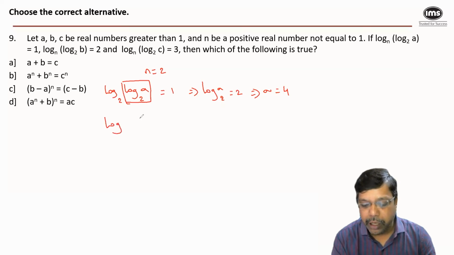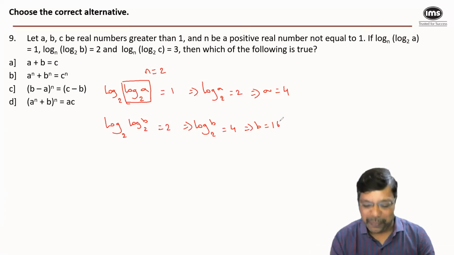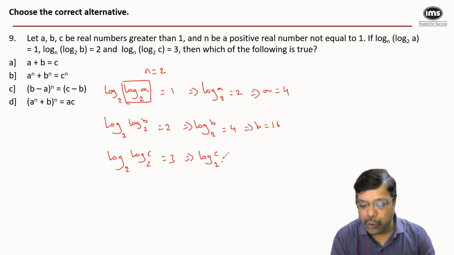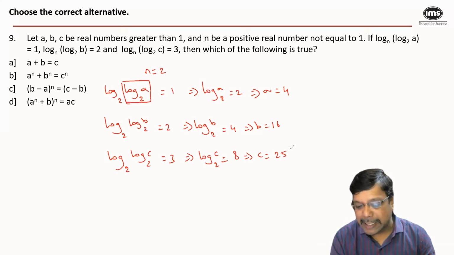Similarly, log of log b base 2 base n is equal to 2, which means log b base 2 is equal to 2 square, 4, and b is equal to 2 power 4, 16. The third one, log of log c base 2 base n is equal to 3, which gives log c base 2 to be equal to 2 cube, that is 8, and c is 2 power 8, which is 256.